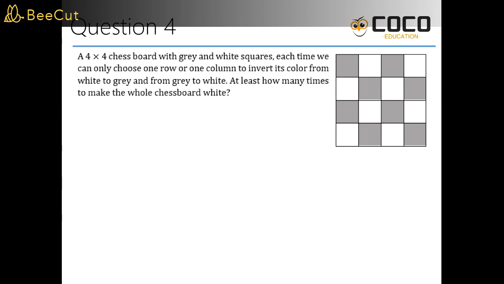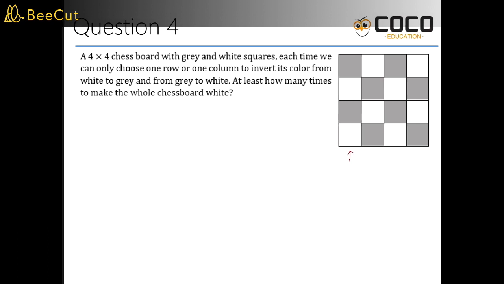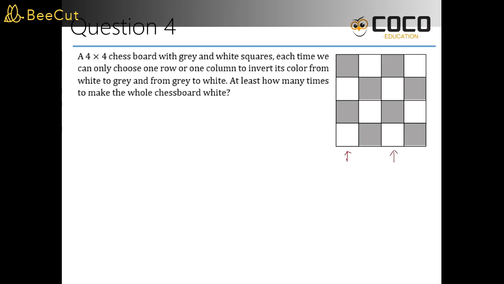Question 4. Now, each time you can invert the color of one row or one column. So the first step is we invert this column and this column. This is the first, this is the second. After that, the color changes to the opposite. So this is the white now. This is the black. And this is the white, and this is the black.